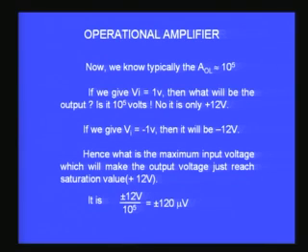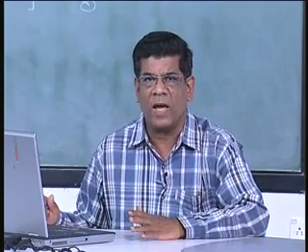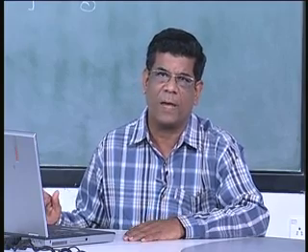The Vcc in this case, if I assume to be plus or minus 12 volts, so you can see the output voltage can never be greater than plus 12 volts or minus 12 volts, irrespective of whatever may be the input I give. Therefore, the amplifier cannot be an amplifier for all types of input voltages. This is a very important idea.